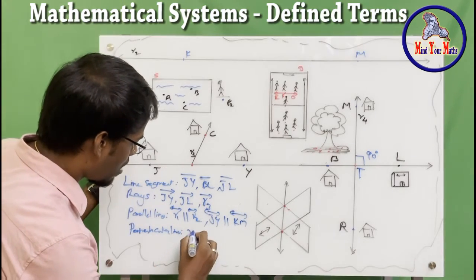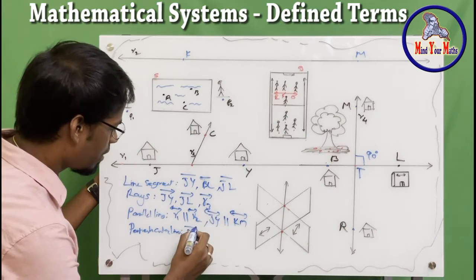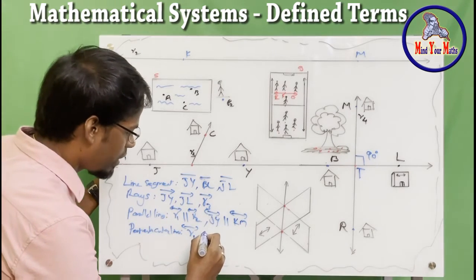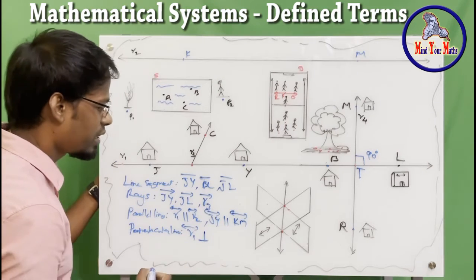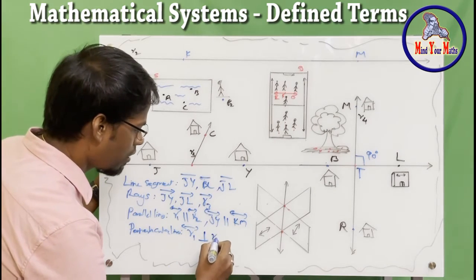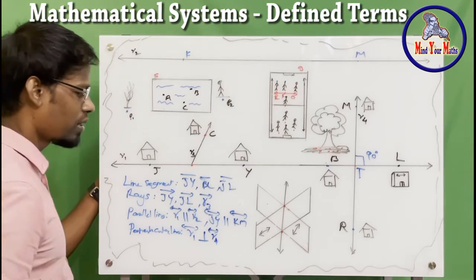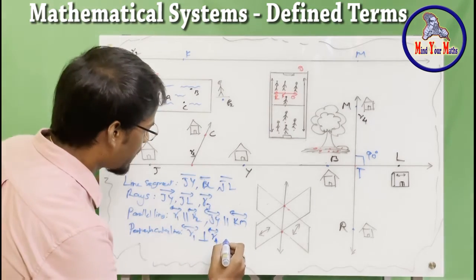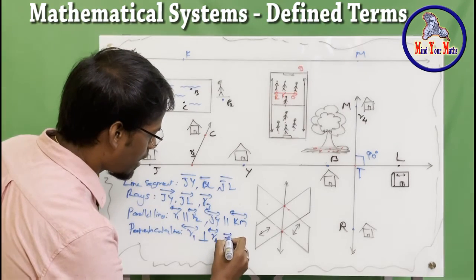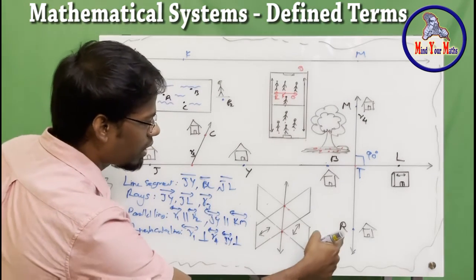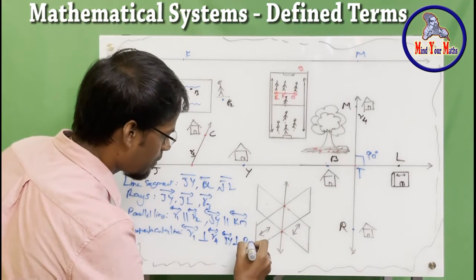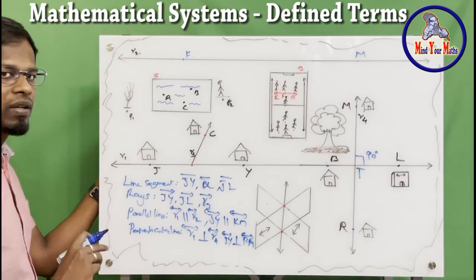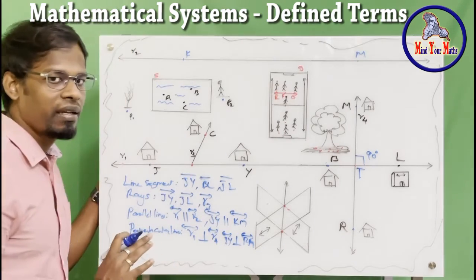R1, which is the line. How do we represent the symbol? We use this symbol to represent that R1 is perpendicular to line R4. Or you can use this way also. For example, line JY is perpendicular to line RM. So that is what perpendicular lines mean.